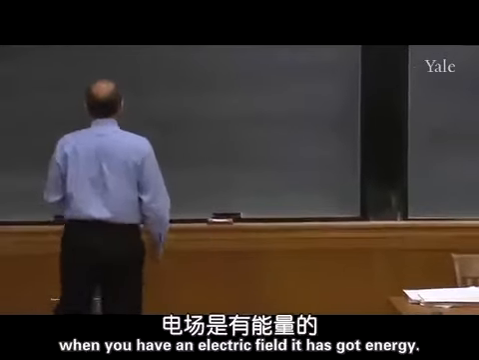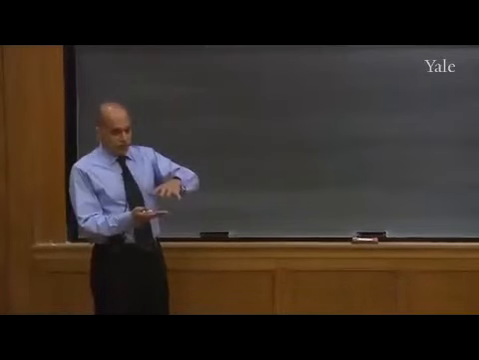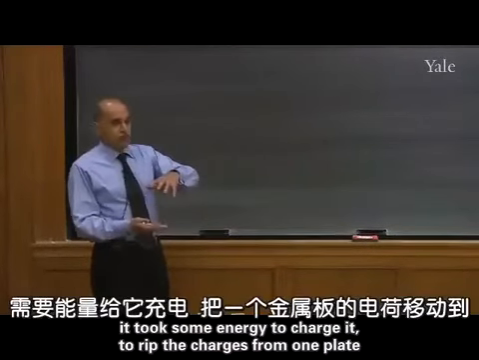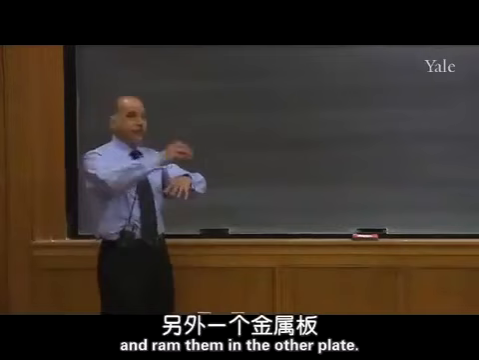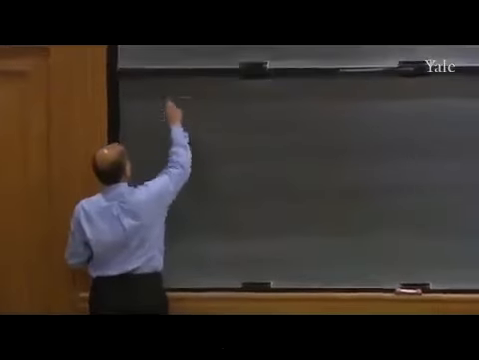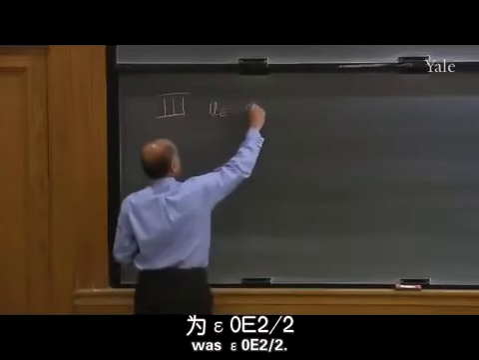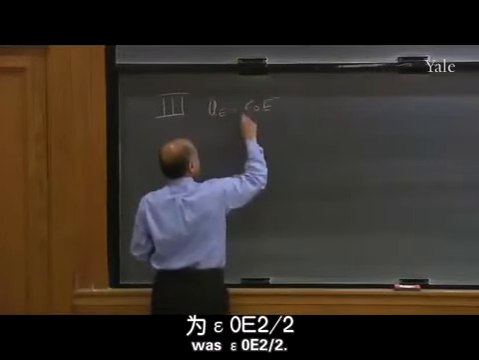So anyway, we know that when you have an electric field, it has energy. For example, when you took a capacitor, it took some energy to charge it, to rip the charges from one plate and ram them onto the other plate. We saw that as energy stored between the plates in the form of an electric field, and the energy density of the electric field was epsilon 0 E squared over 2.